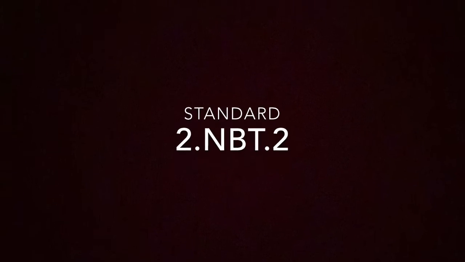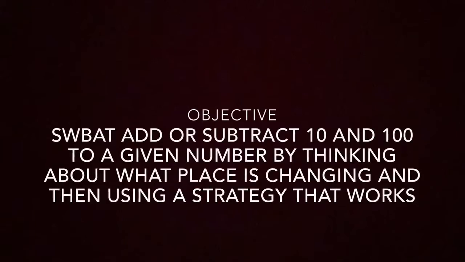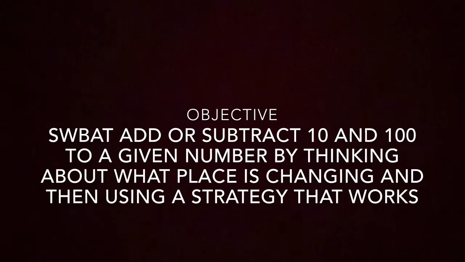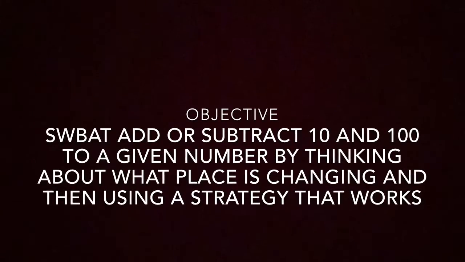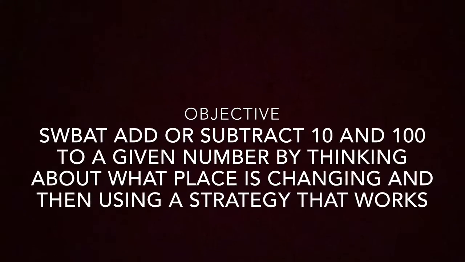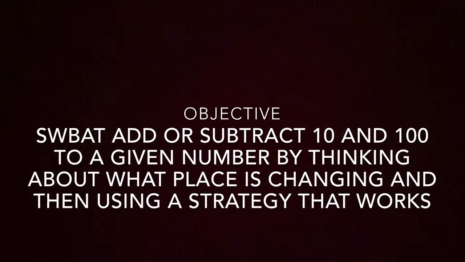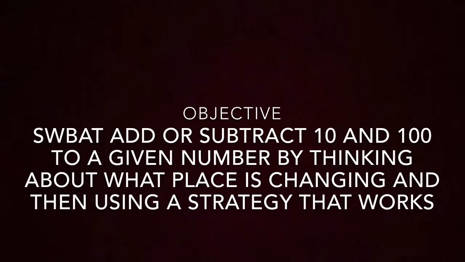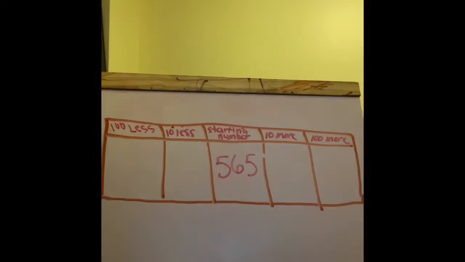Okay, so our standard is 2.NBT.2. And our objective is students will be able to add or subtract 10 and 100 to a given number by thinking about what place is changing and then using a strategy that works. So let's get started. Okay, second grade.